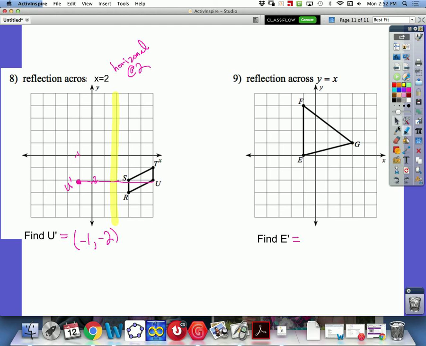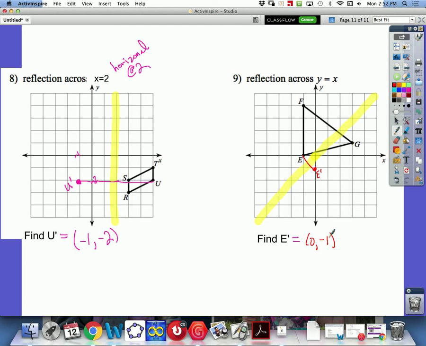This last one we're going to do together. They want it across the line y equals x, so I'm going to draw in my diagonal line. And they want the E. So if I go to my diagonal line, which should have been right there, I can see that it hits it right in the middle. So my new E is right here. So my new E', instead of being at -1, 0, it's now at 0, -1.